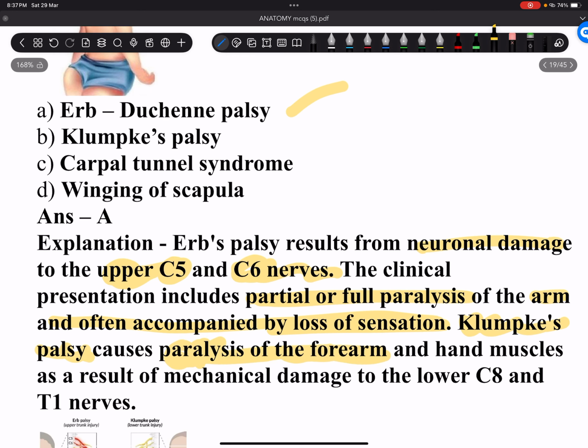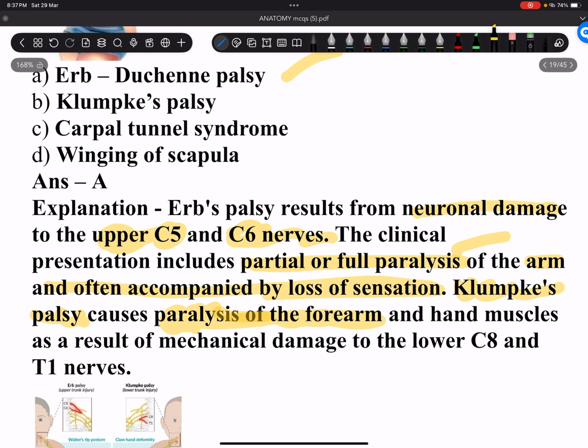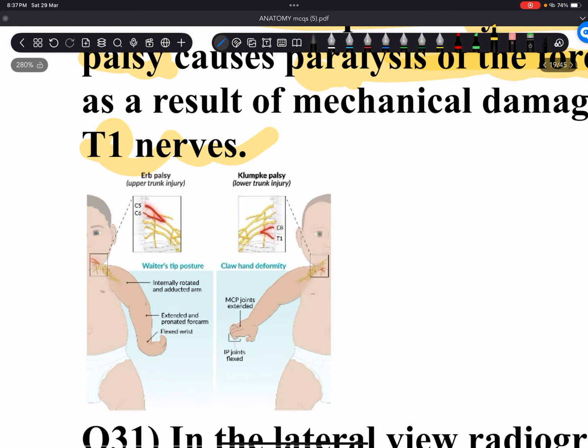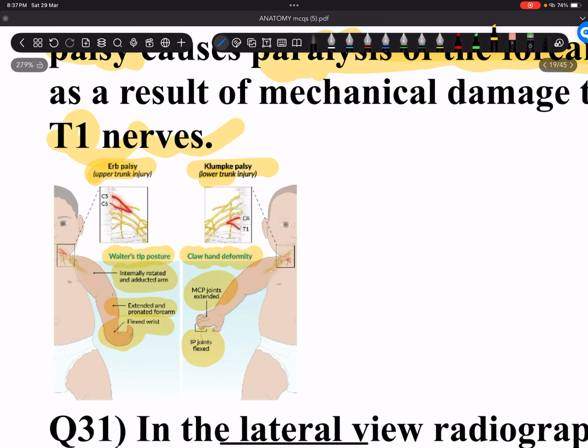Erb's palsy, what is it doing? It causes partial or full paralysis of the arm. Klumpke's palsy causes paralysis of the forearm and hand muscles as a result of mechanical damage to the lower C8 and T1 nerves. Both images are shared here, so you can see the difference. This is Klumpke palsy, lower trunk injury, and Erb palsy, upper trunk injury. We also call this Waiter's tip posture, and Klumpke is a claw hand deformity. So MCP joints extended, IP joints flexed. What happened here? Internally rotated and adducted arm, extended and pronated forearm, and flexed wrist. You can see this as well.